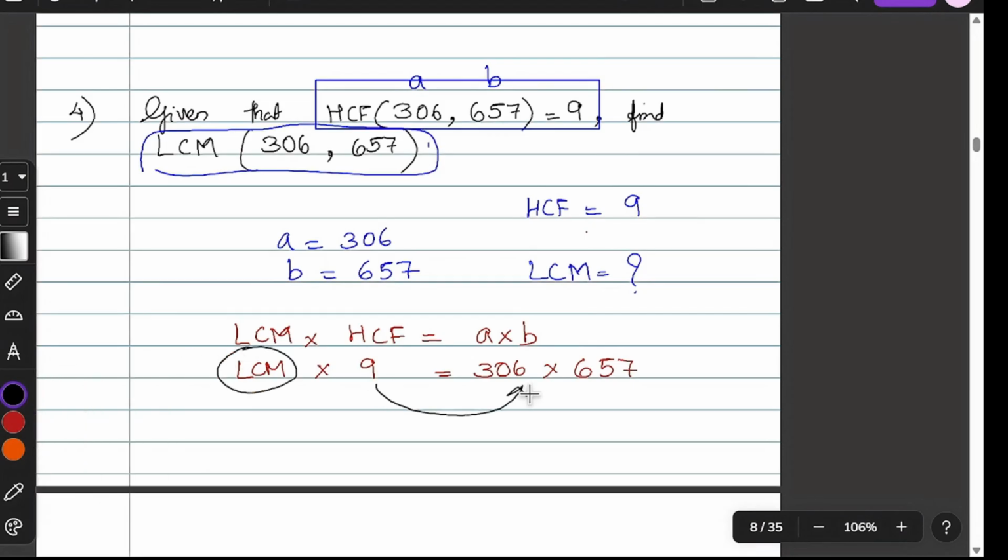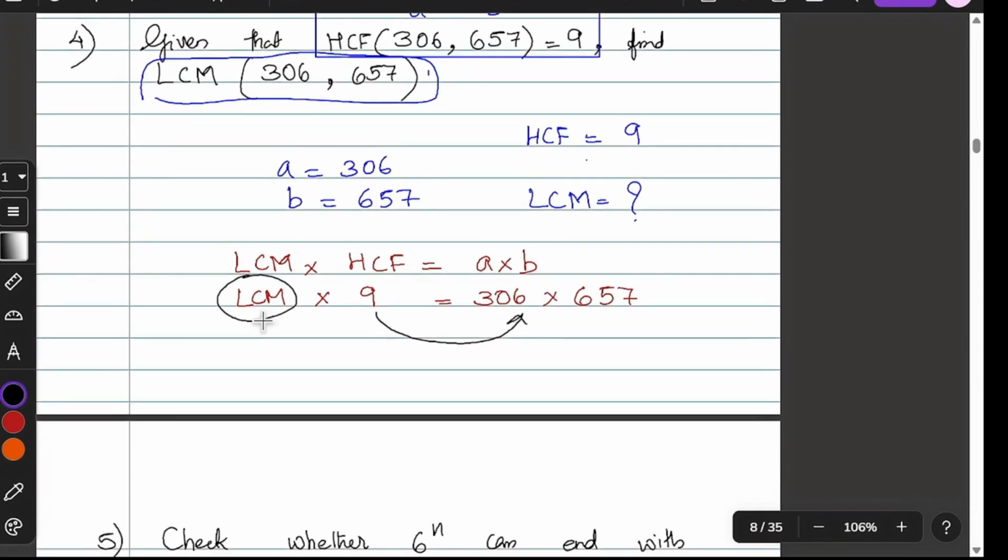Now I'm going to keep the LCM here and move 9 to this side. Since here the operation is multiplication, when I am moving the 9 to the opposite side, what will happen? I will have to do the division. 657 divided by 9. Now I can find my LCM, right? So my LCM is going to be what? I can divide 306 by 9. Here I will get 34. What is 34 into 657? It is going to be 22338.